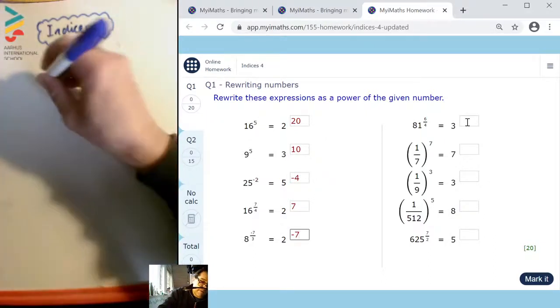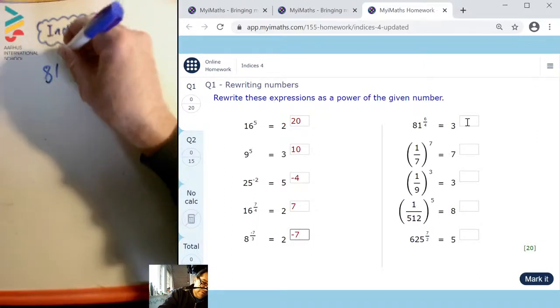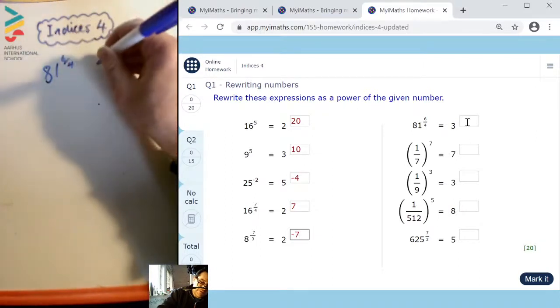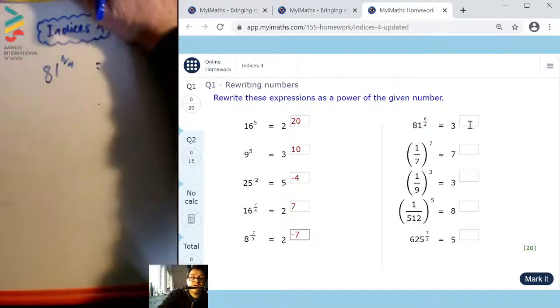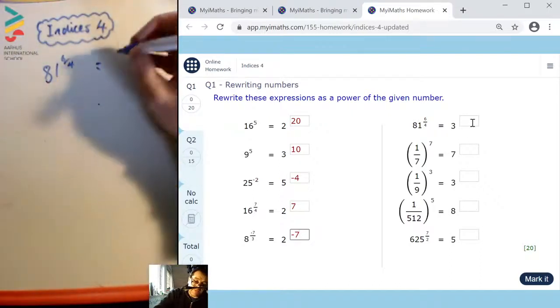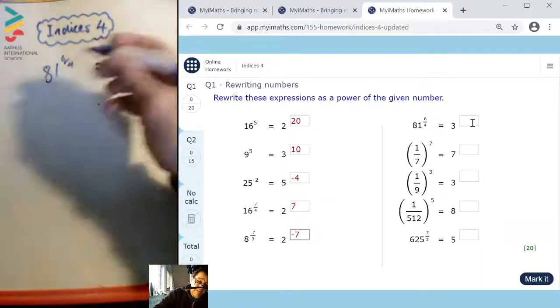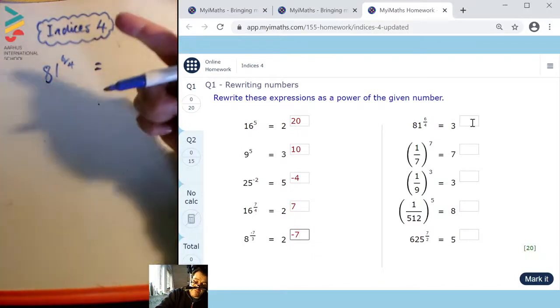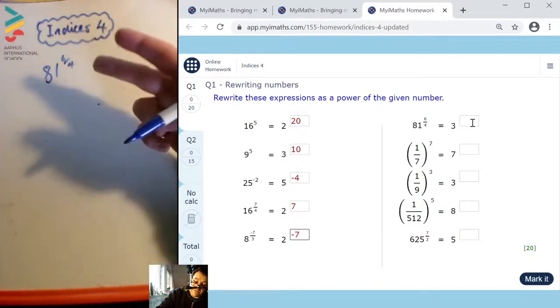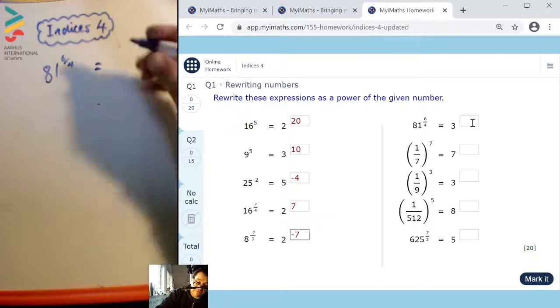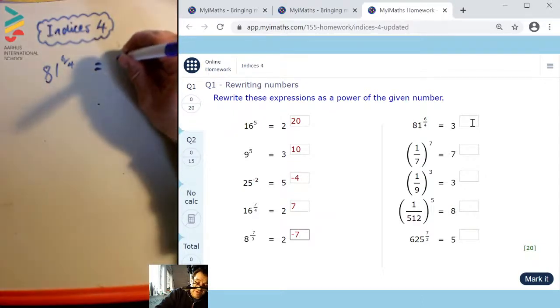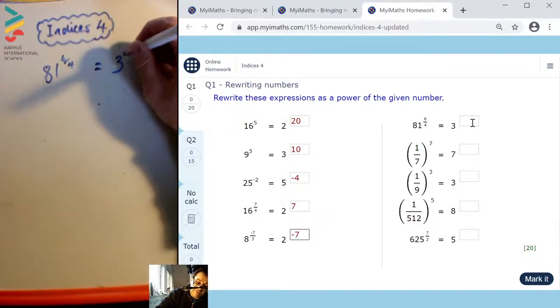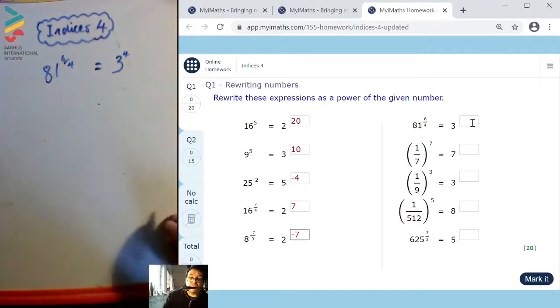81 to the power of 6 over 4, and we want it written as 3 to the power of something. I notice once again that 81 is a power of 3. 3 times 3 makes 9, times another 3 makes 27, times another 3 makes 81. So 81 is in fact the same as 3 to the power of 4.